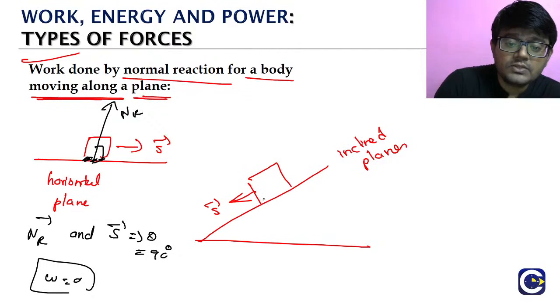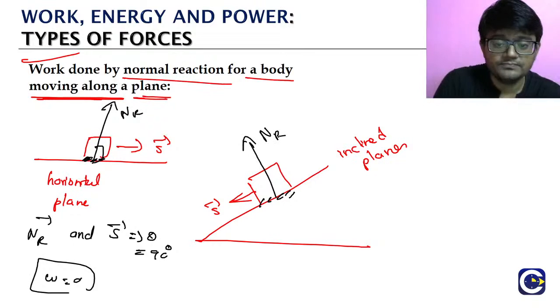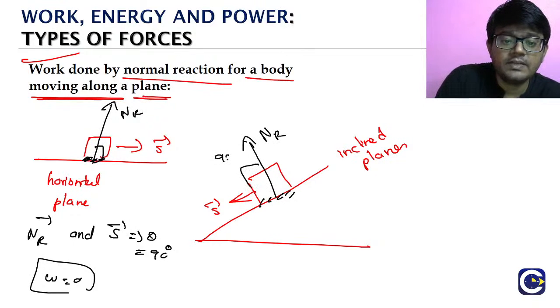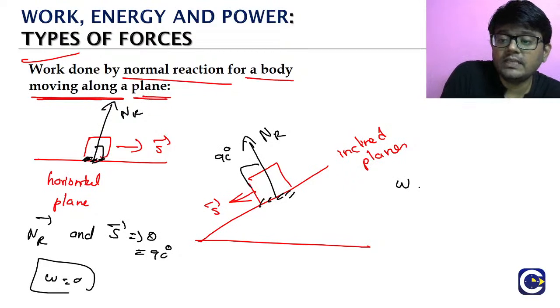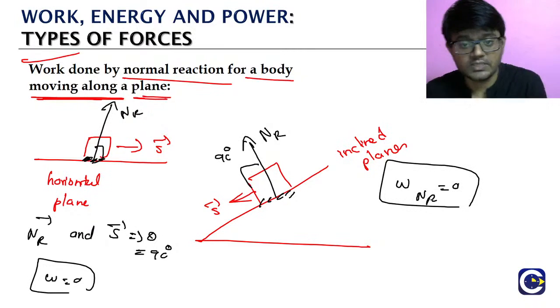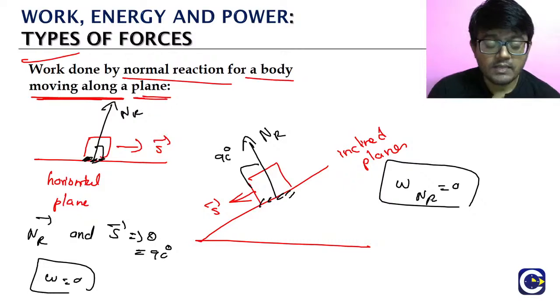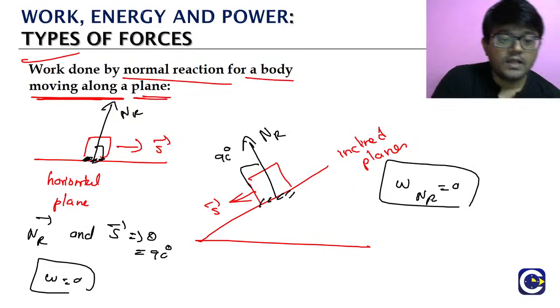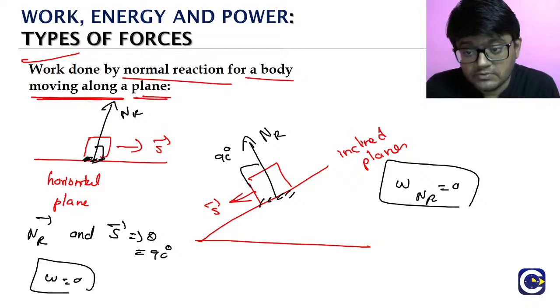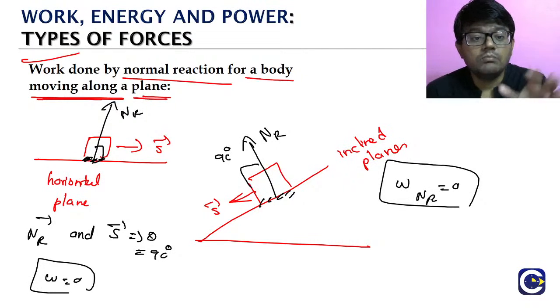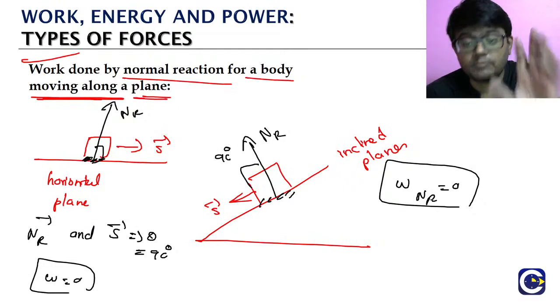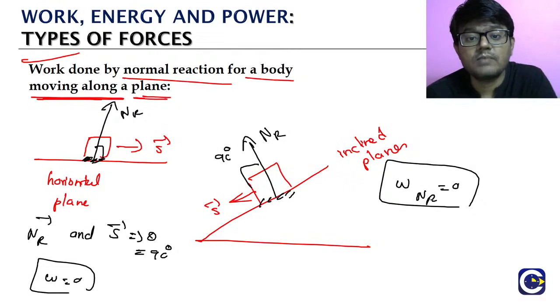So the normal reaction acts normal to the contact plane, right? So what is the angle between the normal reaction and displacement? 90. Therefore, the work done by the normal reaction is what? 0. But we cannot say it will be like this in all cases. It will be zero when the movement of that body is along the contact plane, then the work done by the normal reaction will be 0.